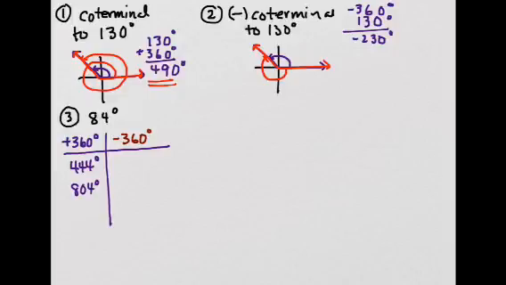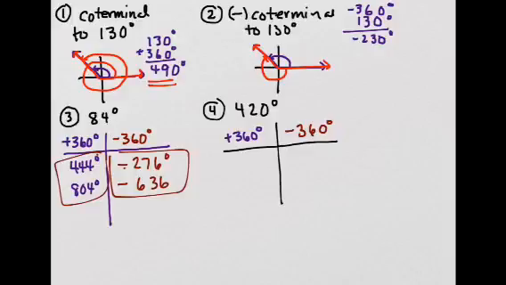Okay, so we're going to subtract 360 from 84. So that would give us negative 276 for one angle. And then we're going to subtract 360 from that. So negative 276 minus 360, that's going to give us negative 636. Okay, so here are your two negative angles, and here are your two positive angles that are coterminal to 84, the nearest coterminal angles to 84.